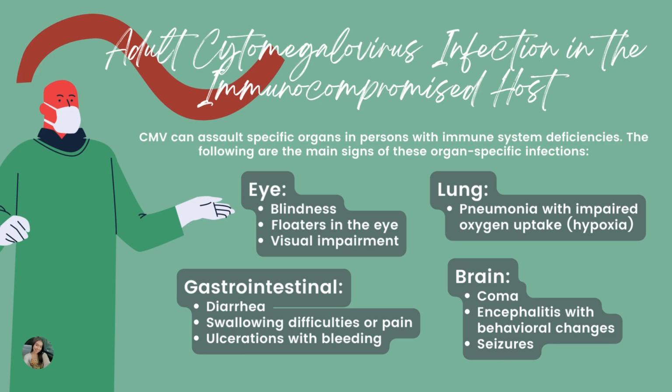In the eye, there may be blindness or the presence of floaters in the eye, and it can also cause visual impairment. In the lungs, there can be pneumonia with impaired oxygen uptake, or what we call hypoxia. In the gastrointestinal tract, diarrhea may occur, or there may be swallowing difficulties or pain when swallowing, and ulcerations with bleeding. And for the brain, the patient can have coma, encephalitis with behavioral changes, and seizures.